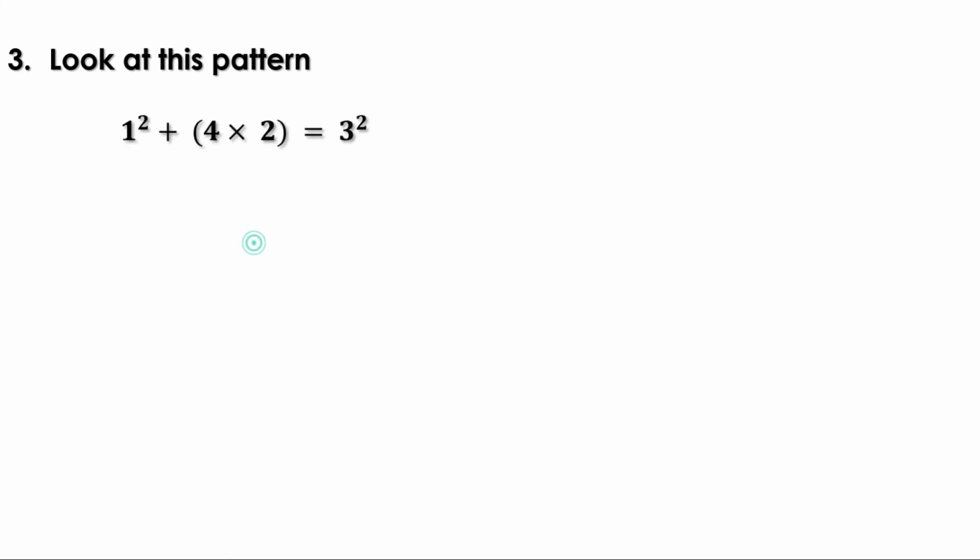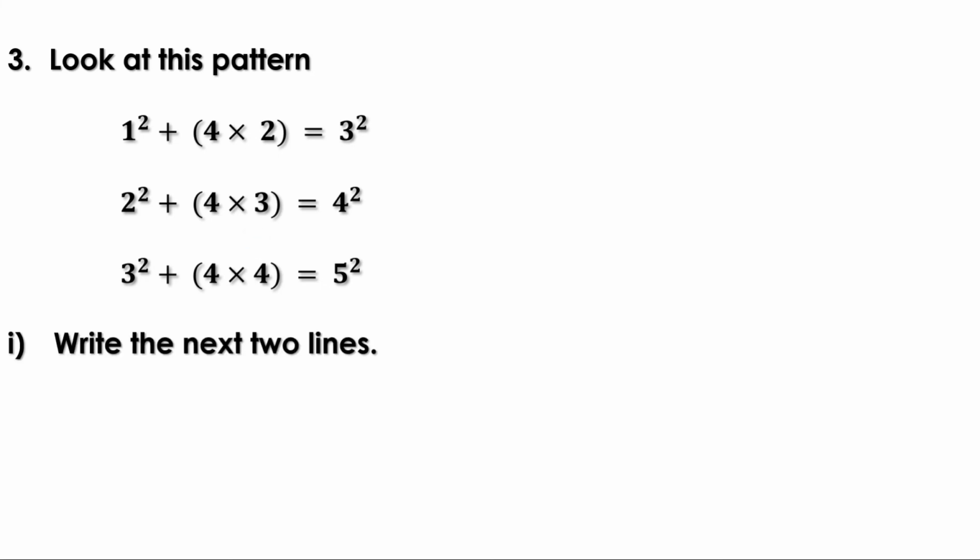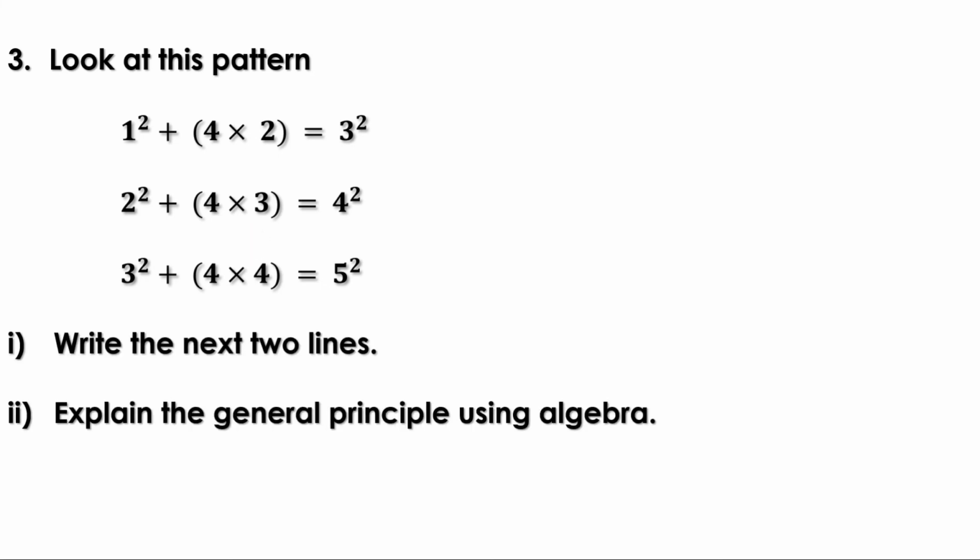Next problem. Look at this pattern. 1 square plus 4 into 2 equal to 3 square. 2 square plus 4 into 3 is 4 square. 3 square plus 4 into 4 equal to 5 square. Write the next two lines. Explain the general principle using algebra.